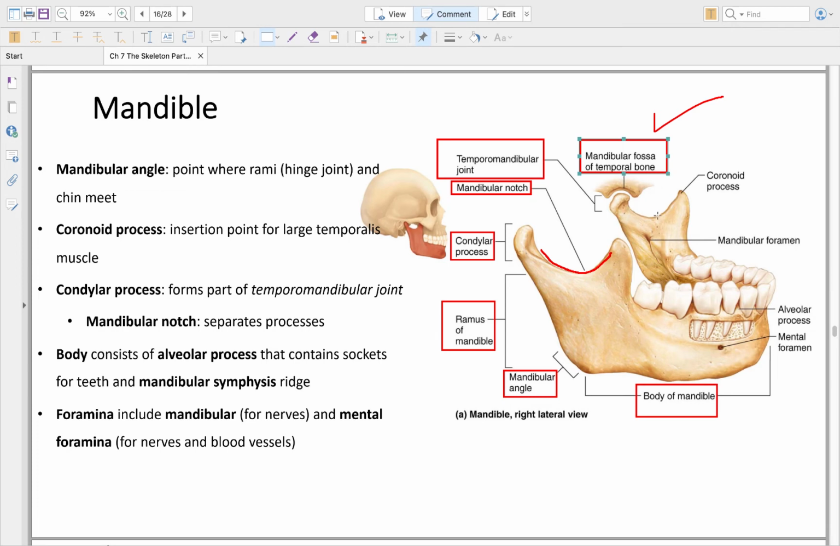Okay, and if we follow this across, this little kind of sharp point is the coronoid process. And then we have a foramen right here, the mandibular foramen on the inside. And on the outside, we have what's called the mental foramen. It's this perfect little circle. Okay, and the area where your teeth are placed is referred to as the alveolar process.